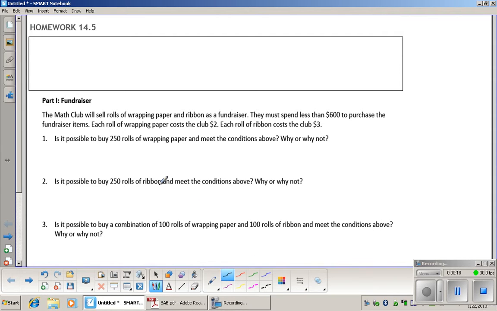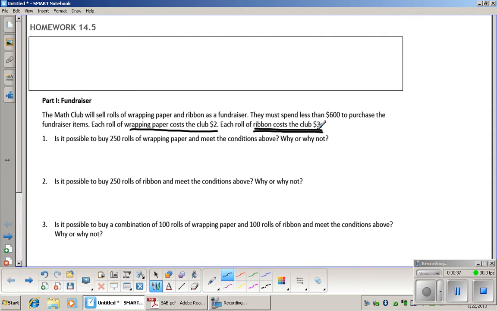So you have this math club selling rolls of wrapping paper and ribbon as a fundraiser. They must spend less than $600 to purchase the fundraiser items. Each roll of wrapping paper costs $2. Each ribbon costs $3. So this is pretty important information, so I'm going to highlight it just for my own good, so I don't have to keep researching it every time.